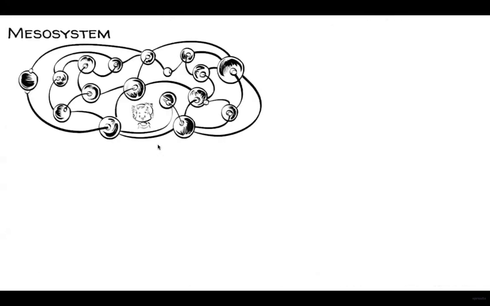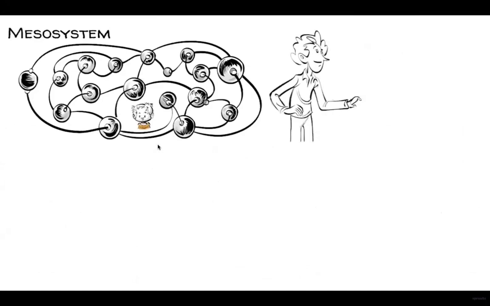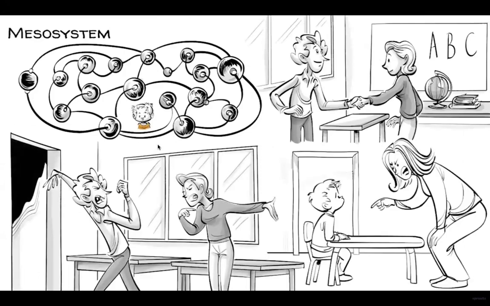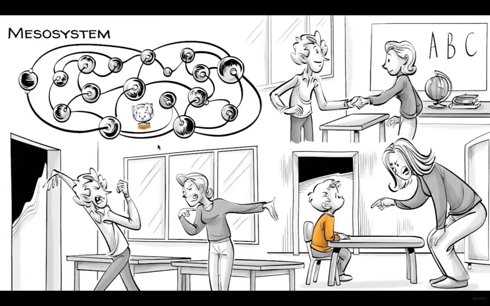The mesosystem represents the interconnections between the elements that surround the child. For example, the relationship between the father and the school teachers. If the father doesn't get along with a teacher, the child might suffer.